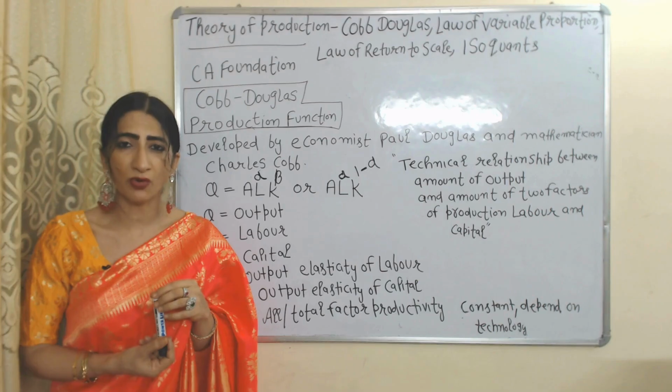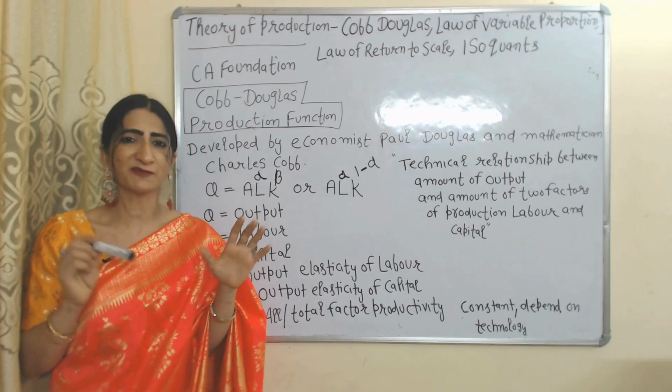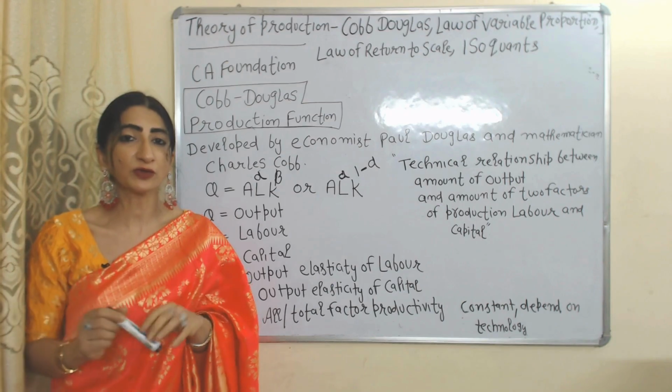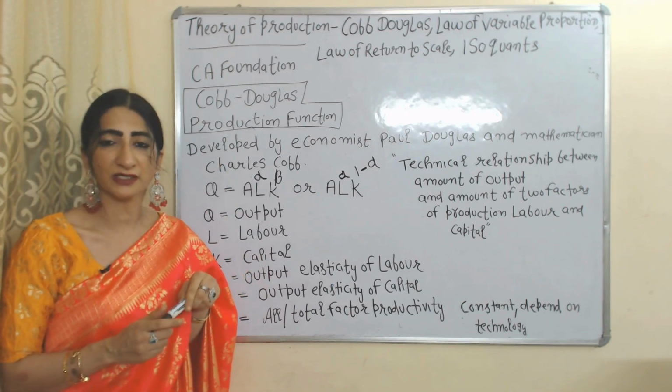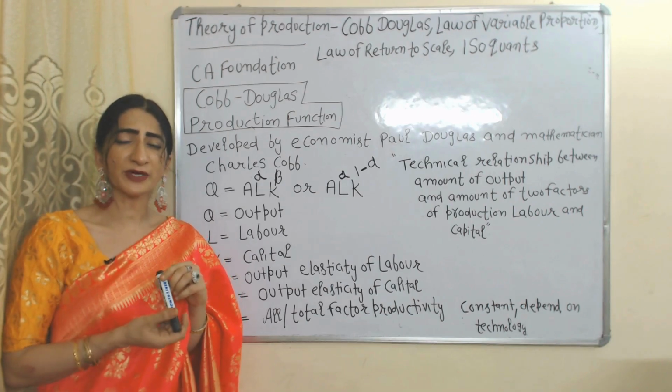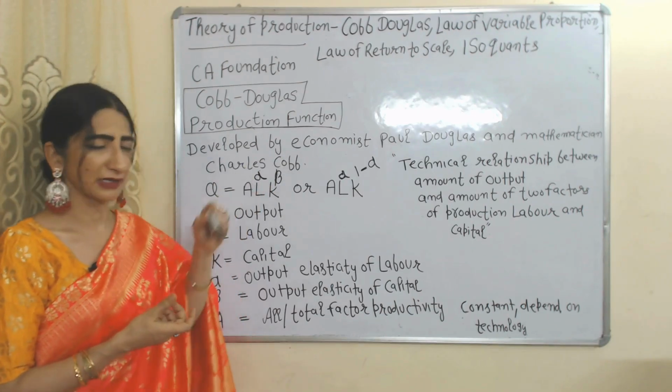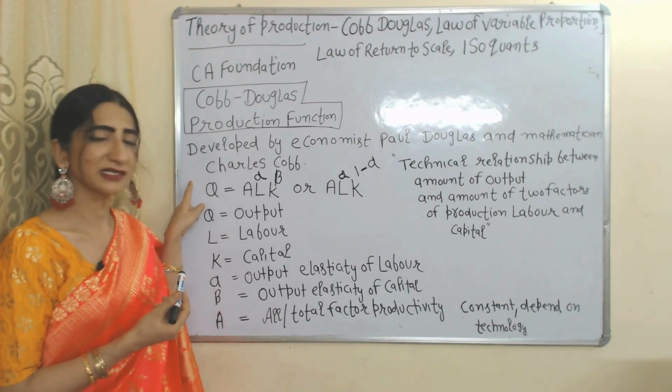Today we are going to talk about theory of production, especially for CA Foundation. First of all, we will see the Cobb Douglas production function. The Cobb Douglas production function was given by Paul Douglas and mathematician Charles Cobb.